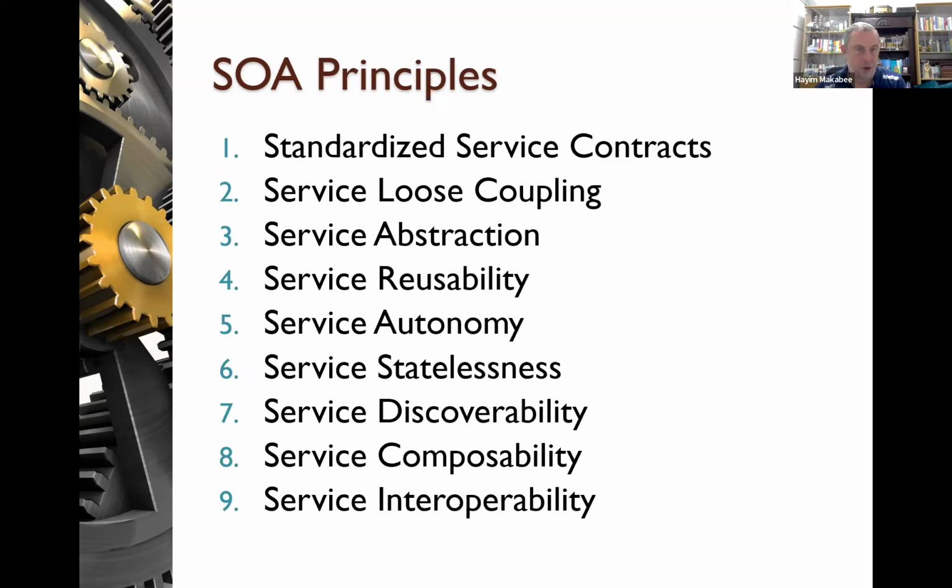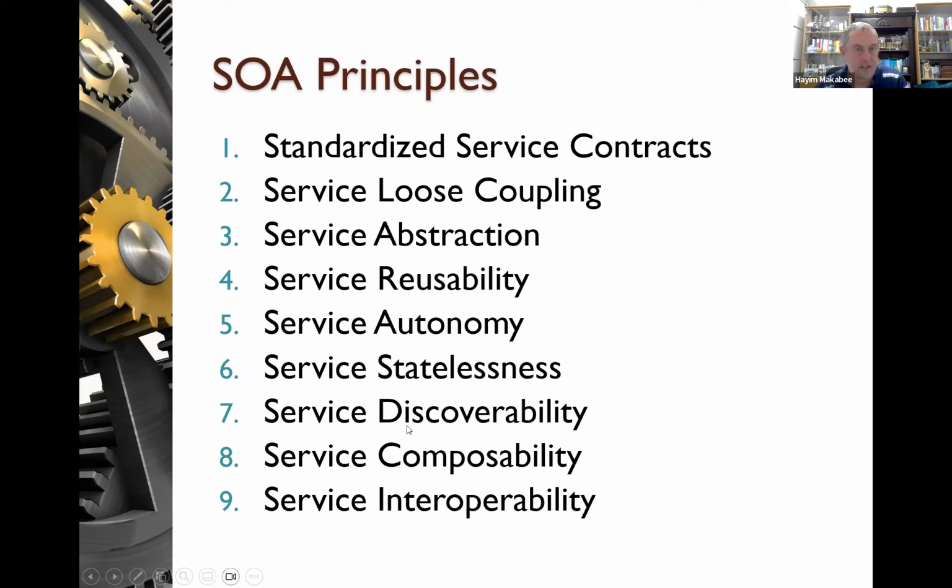Principle number 5, autonomy. They should not have many dependencies on each other. Principle number 6, as much as possible to make them stateless and not stateful. Each service ideally should be stateless. And this is very important, for example, for scalability. It's very easy to scale a system if its subsystems are stateless.